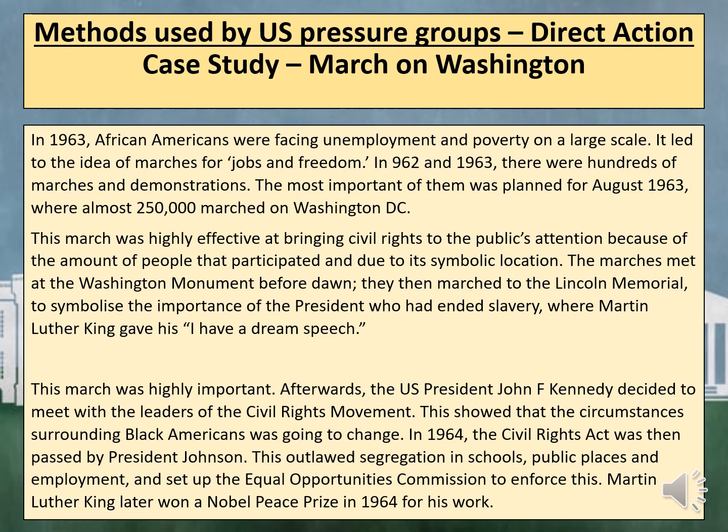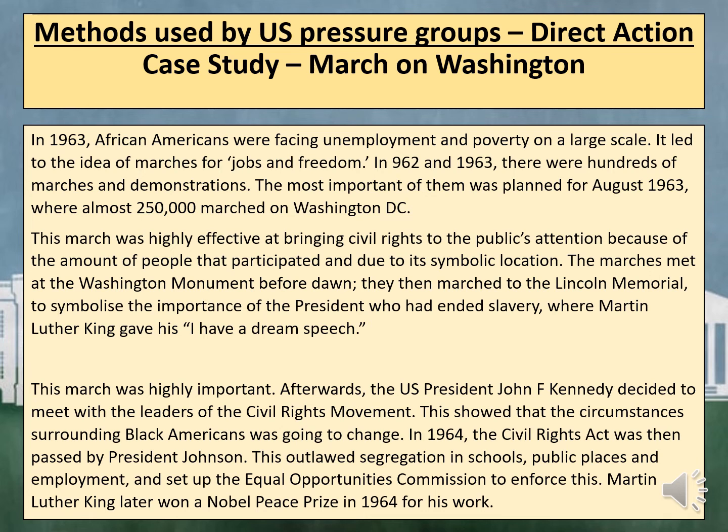This march was highly effective at bringing civil rights to the public's attention because of the amount of people that participated and due to its symbolic location. The marchers met at the Washington Monument before dawn. They then marched to the Lincoln Memorial to symbolize the importance of the president who had ended slavery. This is where Martin Luther King gave his I Have a Dream speech.